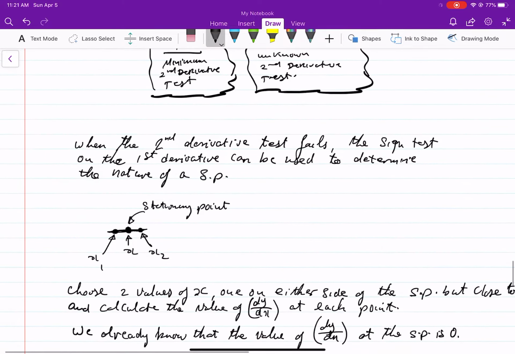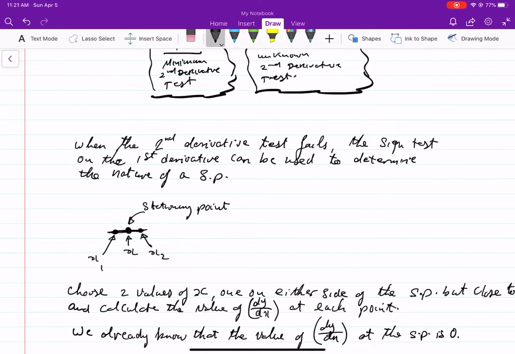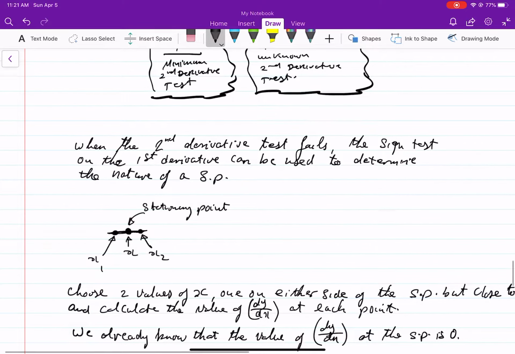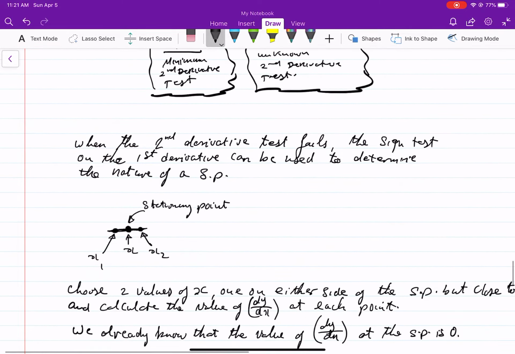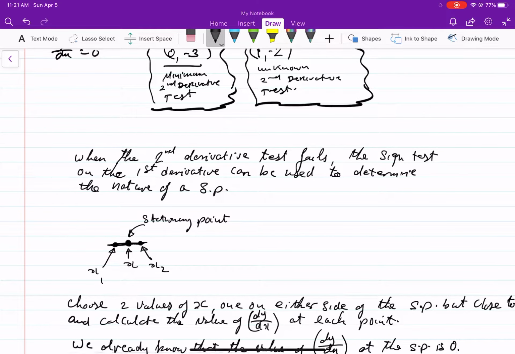So in this video, I'm going to use the sign test on the first derivative, which will allow us to establish the nature of the stationary point. And we're going to use the same example. So it says here, I already have this information summarized. When the second derivative test fails, the sign test on the first derivative can be used to determine the nature of the stationary point. Okay, let's see how.